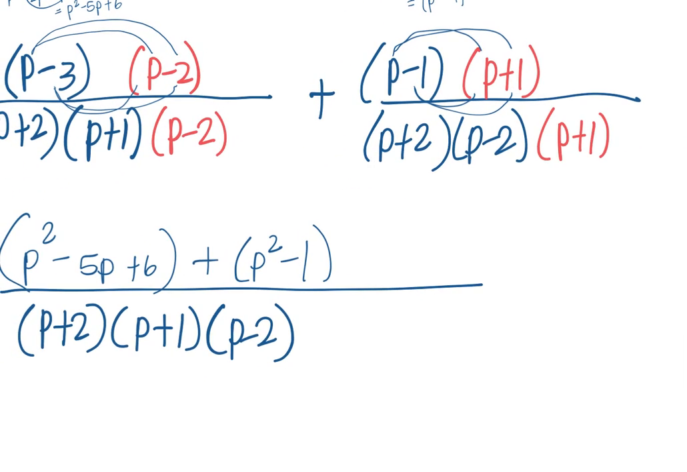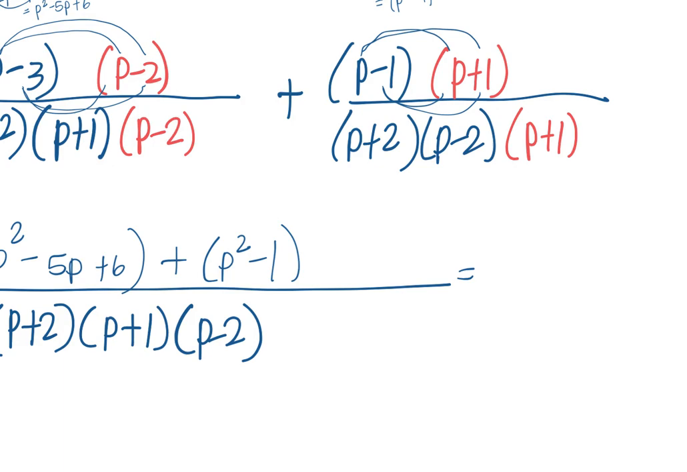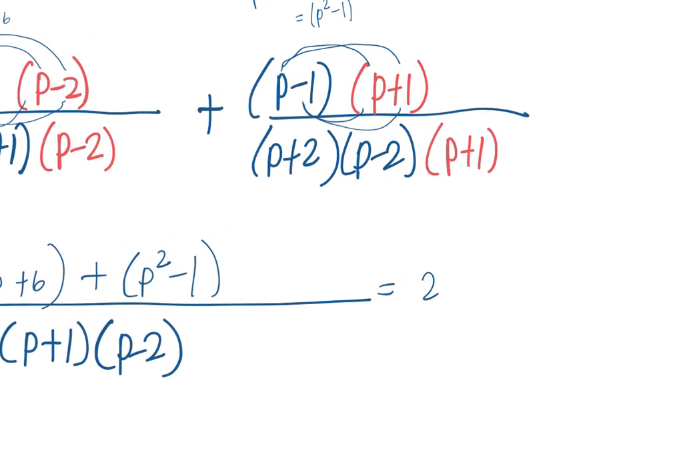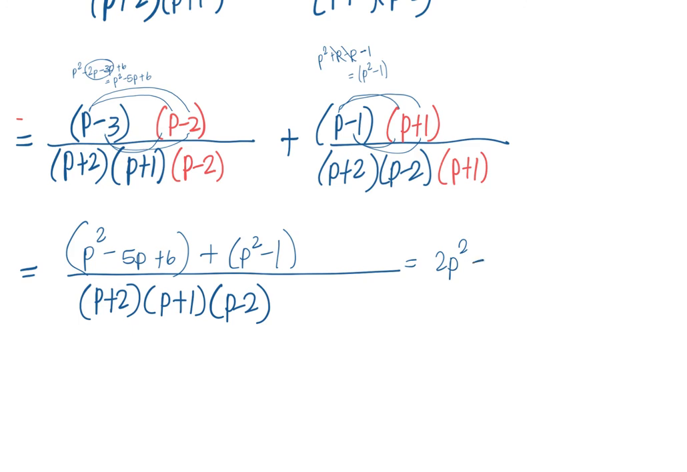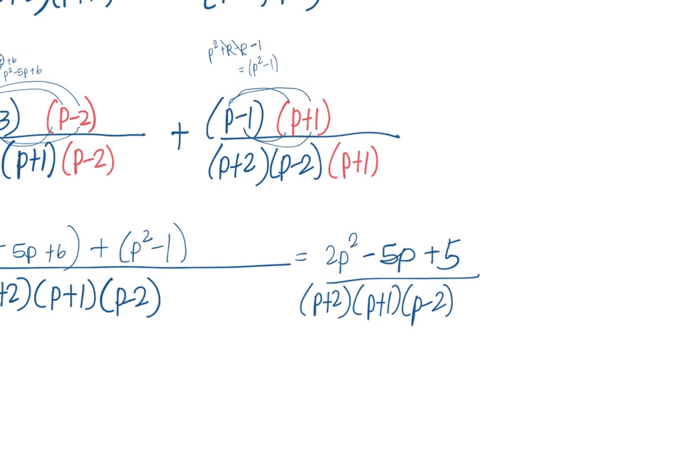And when I combine like terms, I get 2p squared minus 5p, and 6 and negative 1 give me positive 5, all over that LCD. And you do want to try to, again, make sure that everything's factored. The denominator is already factored.